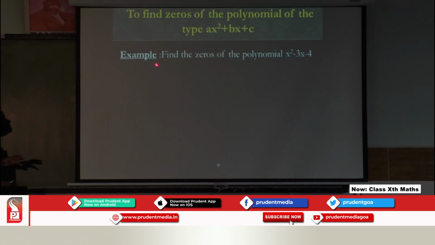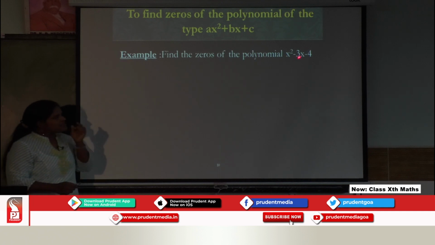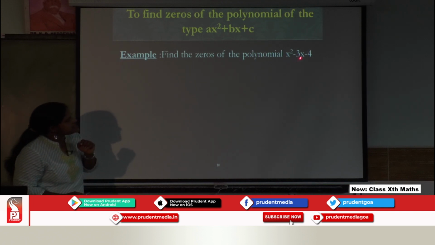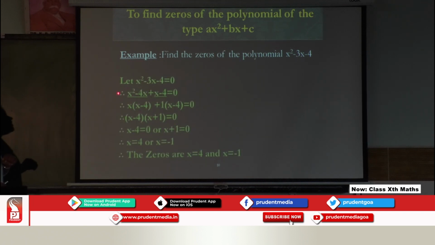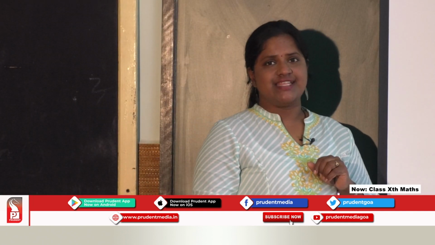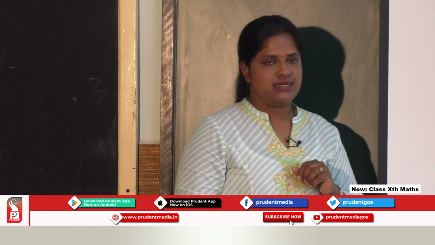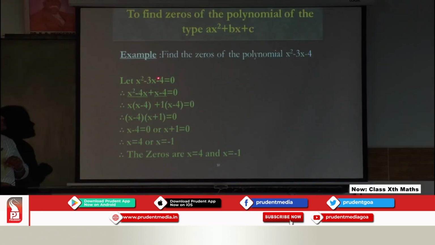So I have a problem here, find the zeros of the polynomial x square minus 3x minus 4. So this is the problem which carries 3 terms, a, b and c. Okay. Now how to find zeros? So we start with: let x square minus 3x minus 4 be equal to 0. Now this we have learned in 9th standard, splitting the middle term, so that this minus 3 is split using the factors of 1 and 4.